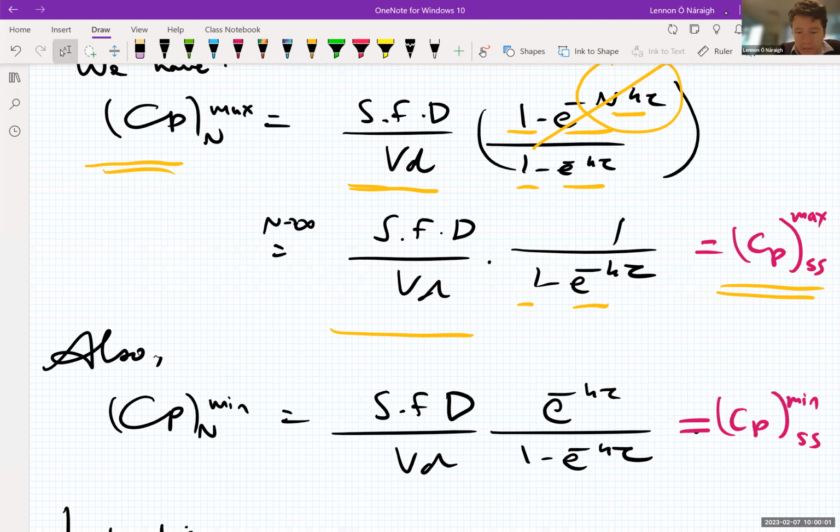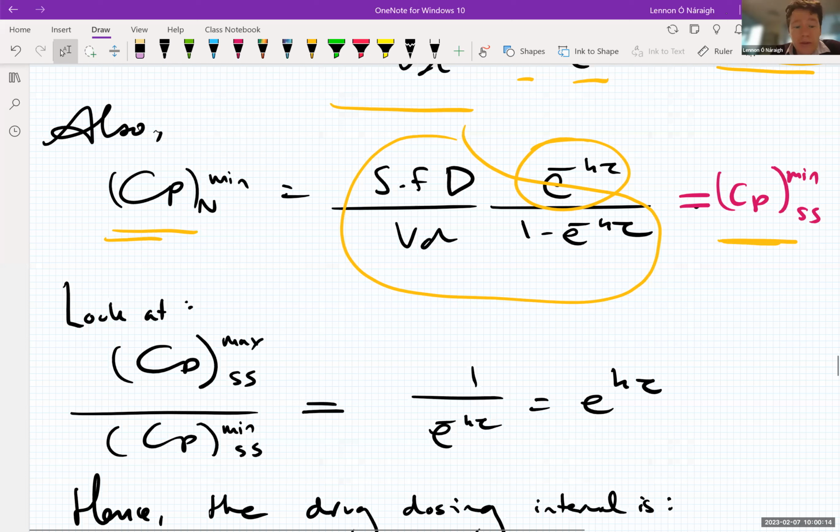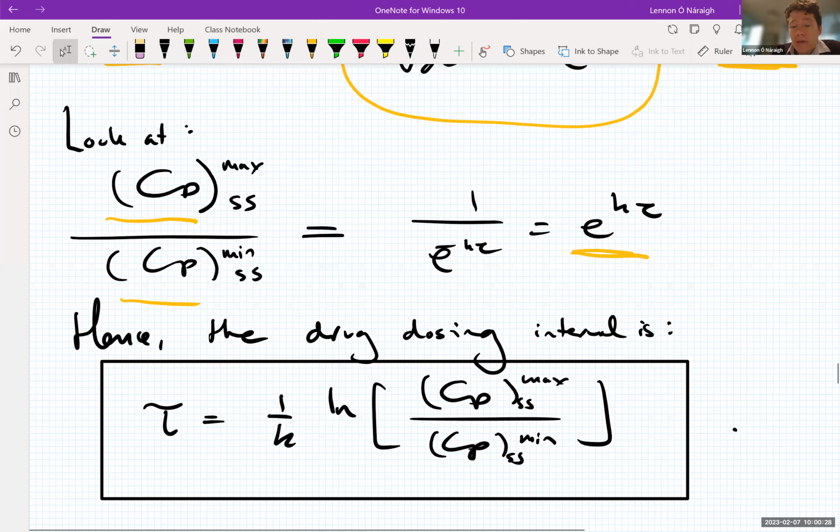And the minimum will just be the maximum hit with the exponential factor. This will be CP min in the steady state. We can also look at the ratio of the max over the min. So reading off from the previous two formulae, this is just e to the k tau. So CP max in the steady state over CP min in the steady state. So we can then work out the optimum drug dosing interval for the steady state. Tau is 1 over k times the natural log of CP max in the steady state over CP min in the steady state.